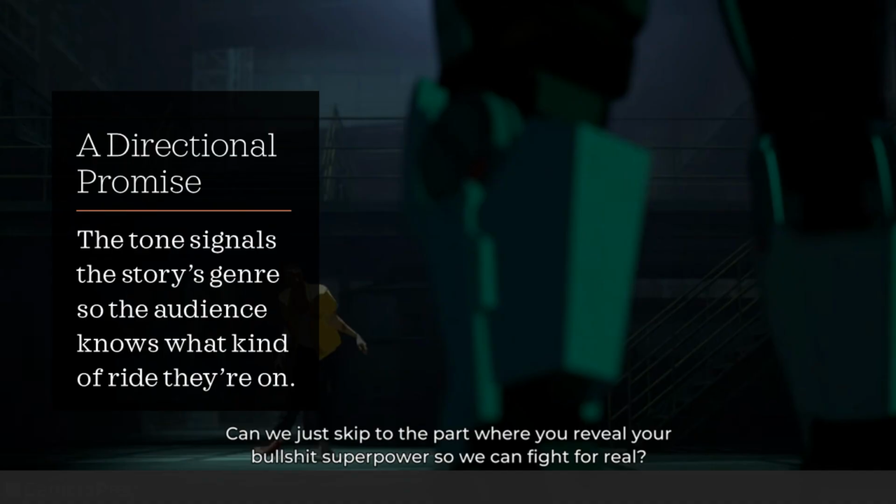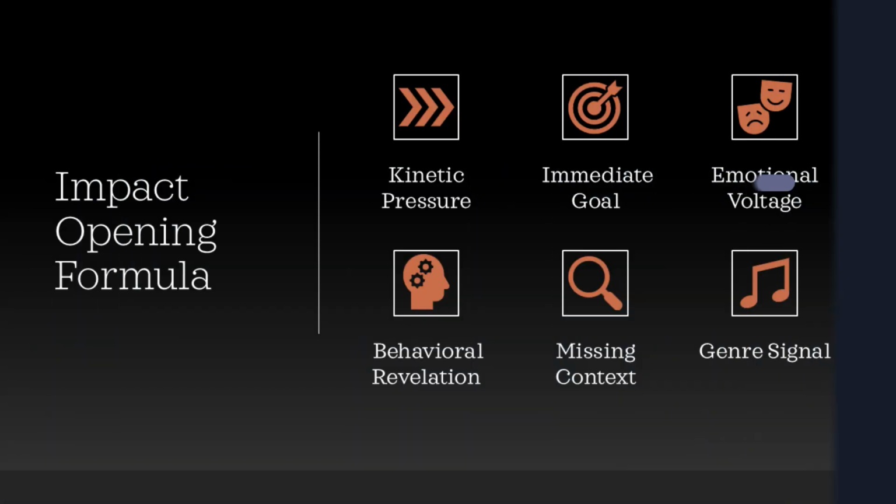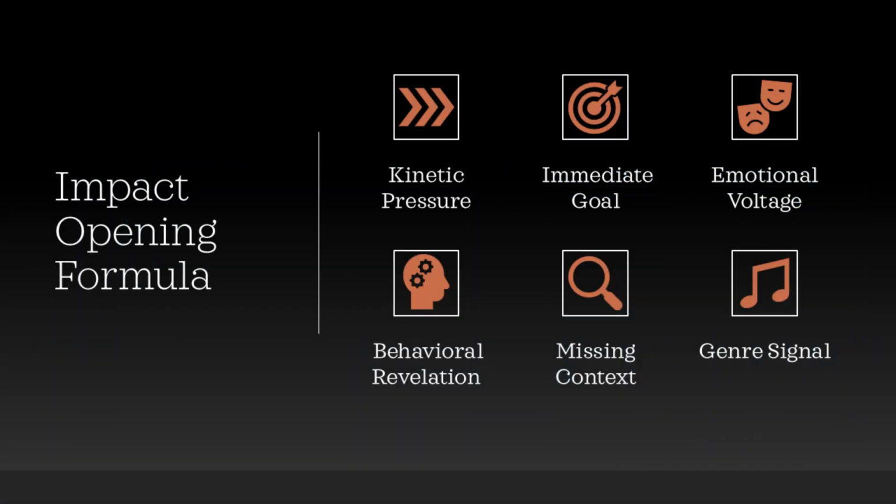Atom number 6, a directional promise, aka a genre signal. Even if the full genre isn't revealed, the tone of the opening must feel like a promise. This is why Dispatch works even if the workplace comedy angle hasn't kicked in yet. We immediately get the humorous tone through this early portion, and we get a taste of the action heroics through Robert himself in the field. If you can make sure you have these 6 atoms, you can pull this type of opening.